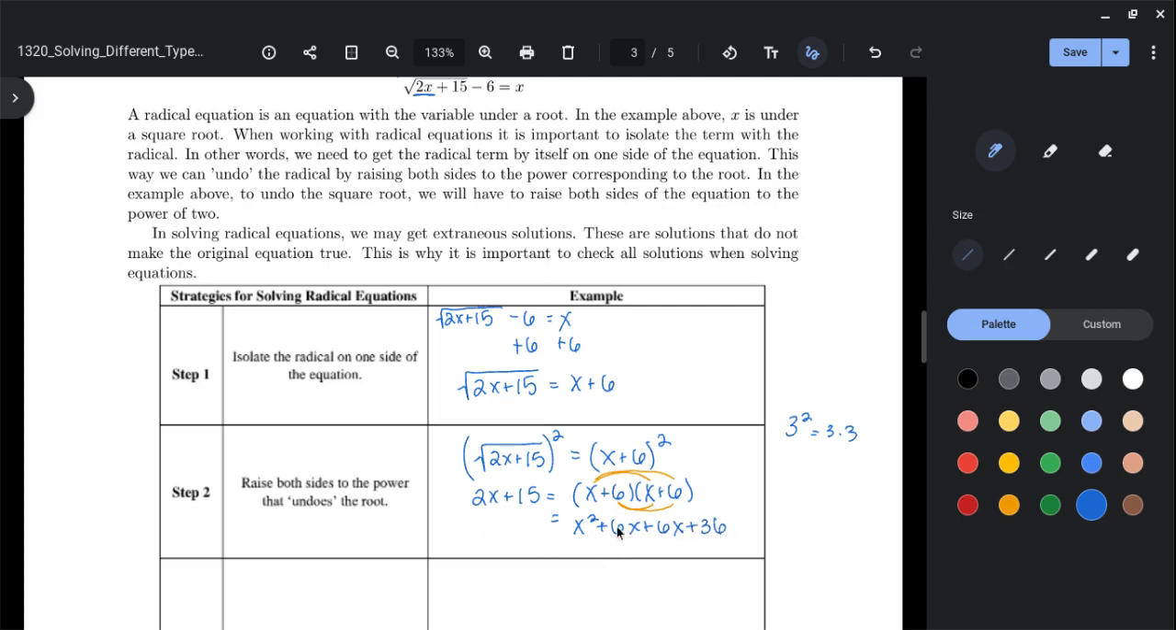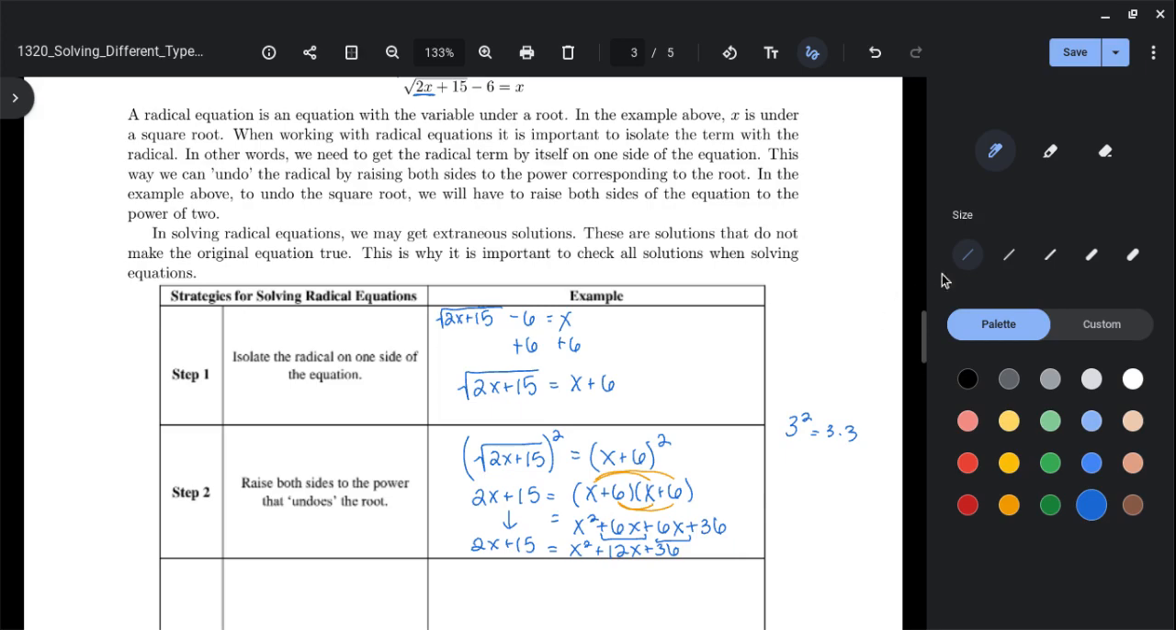I can combine like terms here. I have a 6x and a 6x. So if I add those, we end up getting a positive 12x plus 36. And then I'll rewrite what was on my left-hand side. So this is going to go all the way down here. So 2x plus 15.